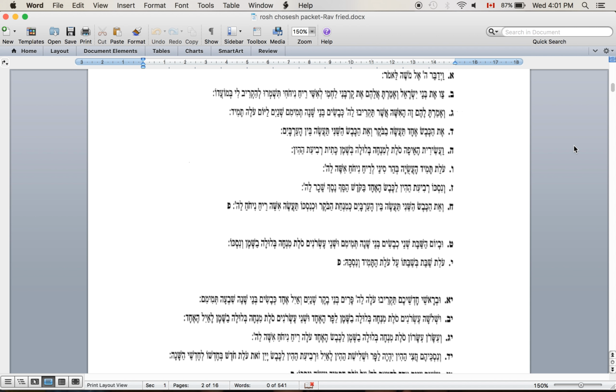So we started talking about this outside. Everyone threw in their guess on a piece of paper as to how to break up this section of Psukim. We're going to spend a little bit of time learning the Rosh Chodesh section together.